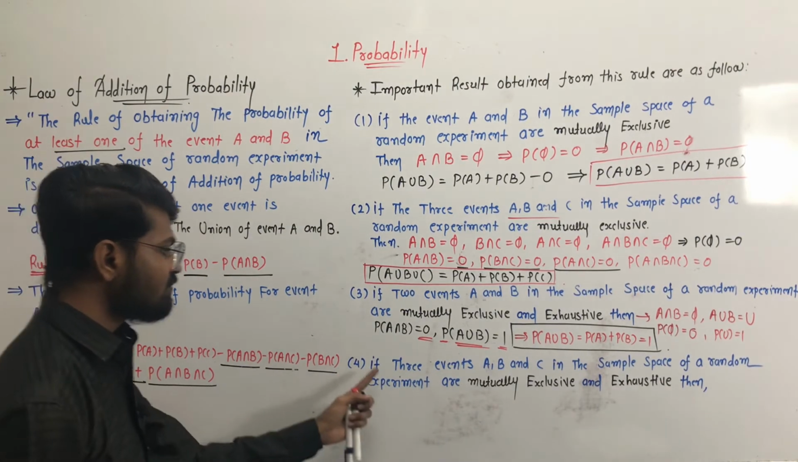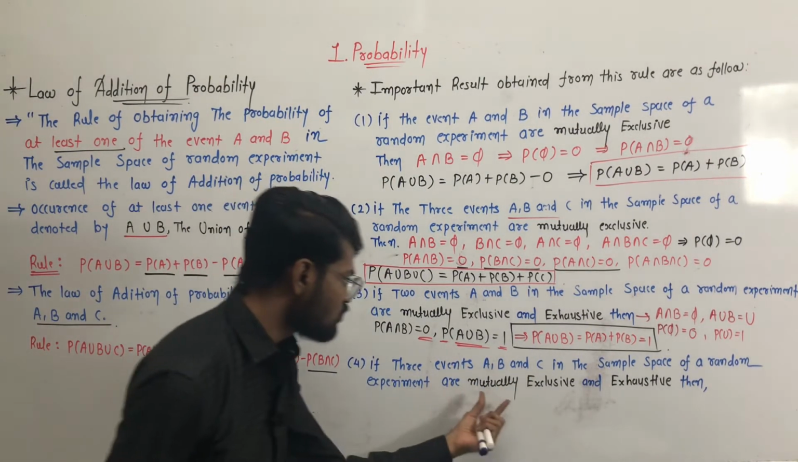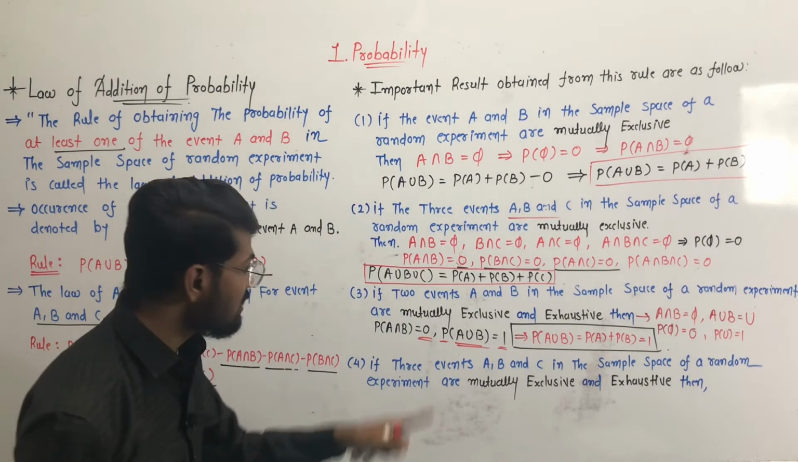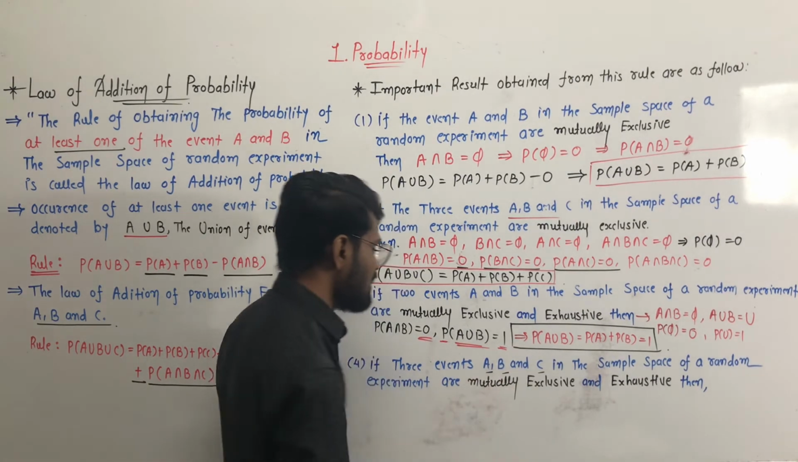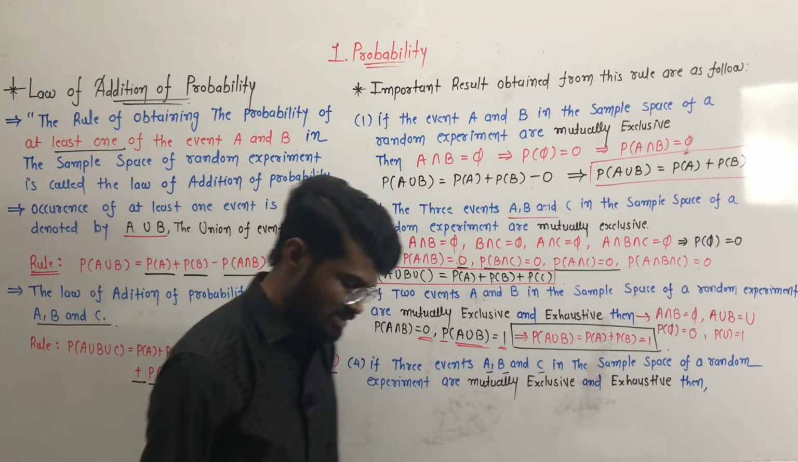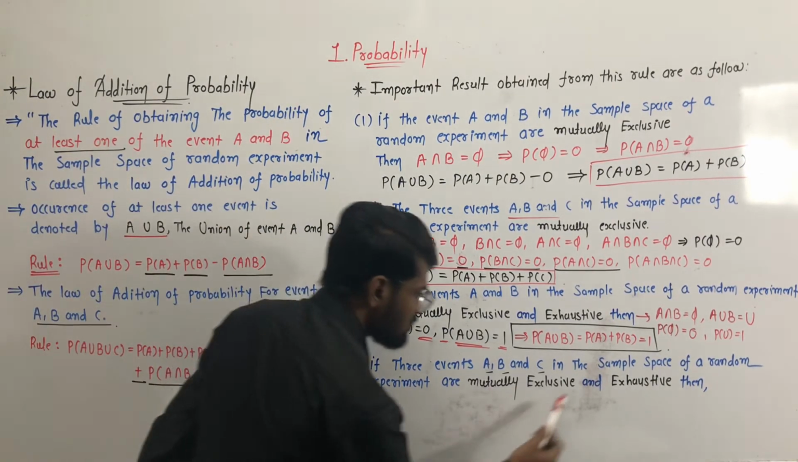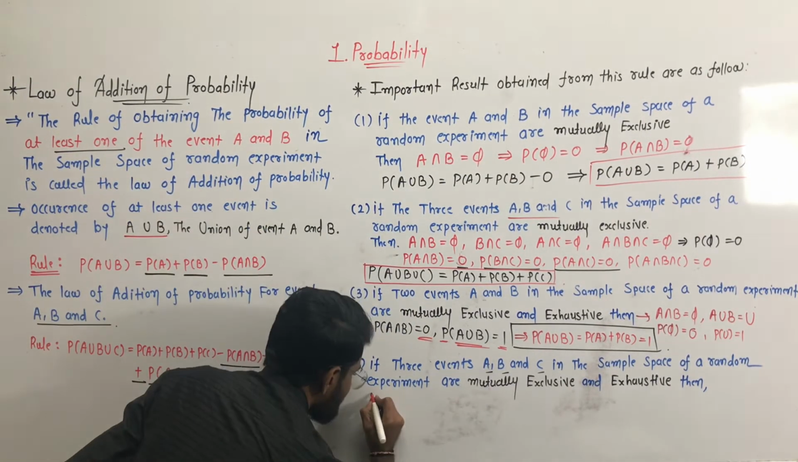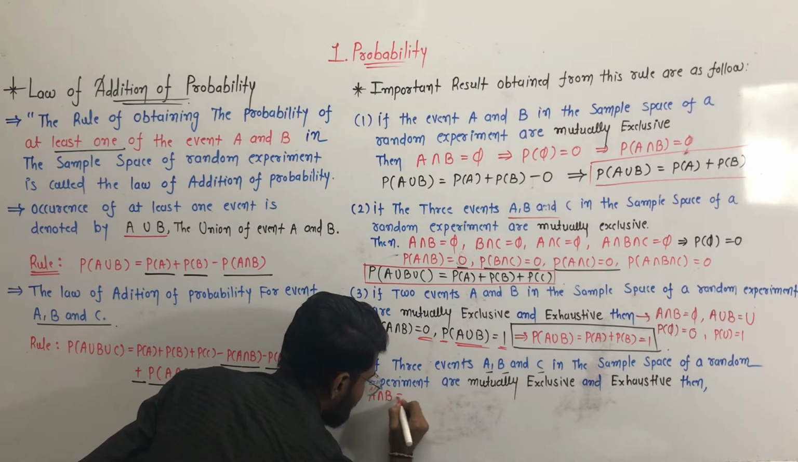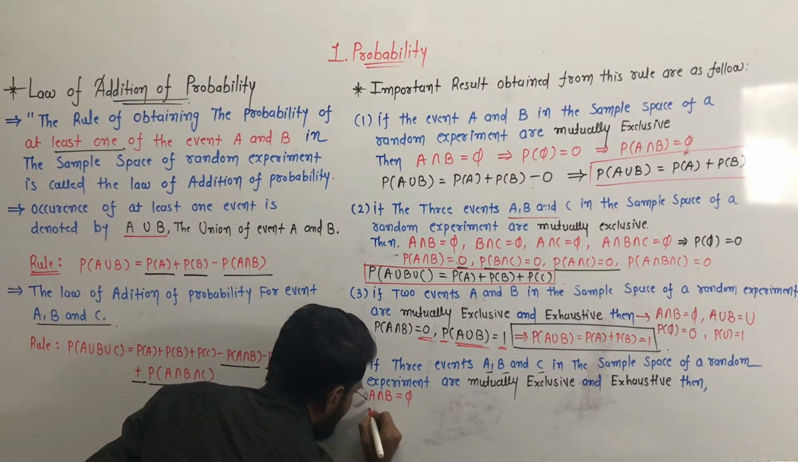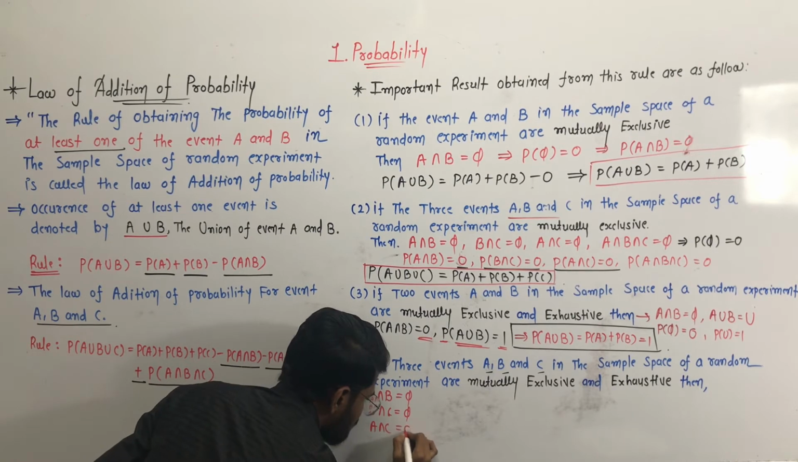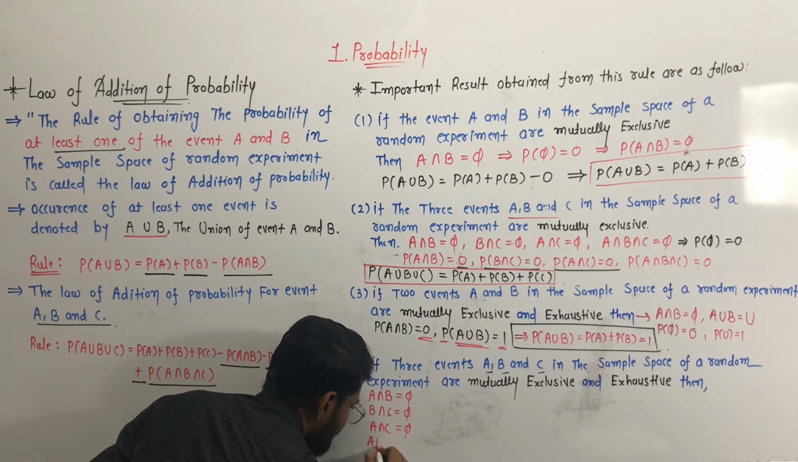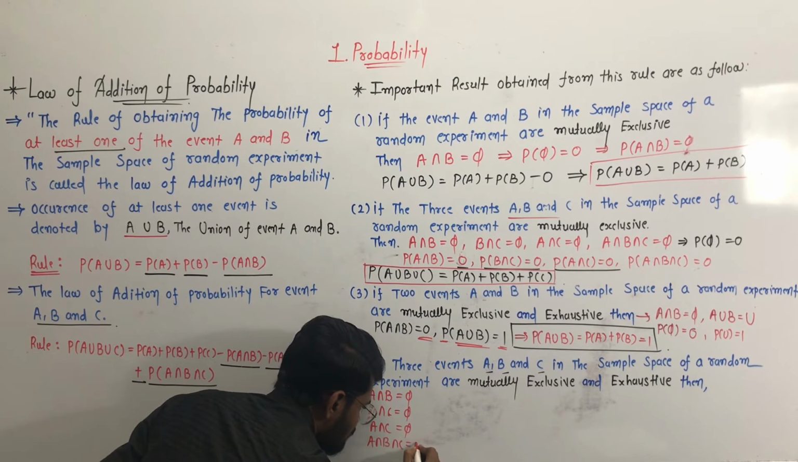Now result 4 is that if three events A, B and C are mutually exclusive and exhaustive. We had two events that were mutually exclusive and exhaustive, but now there are three events A, B and C. The condition for mutually exclusive is that the intersection of A and B is equal to phi, the intersection of B and C is equal to phi, the intersection of A and C is also phi, and the intersection of A, B and C is also phi.